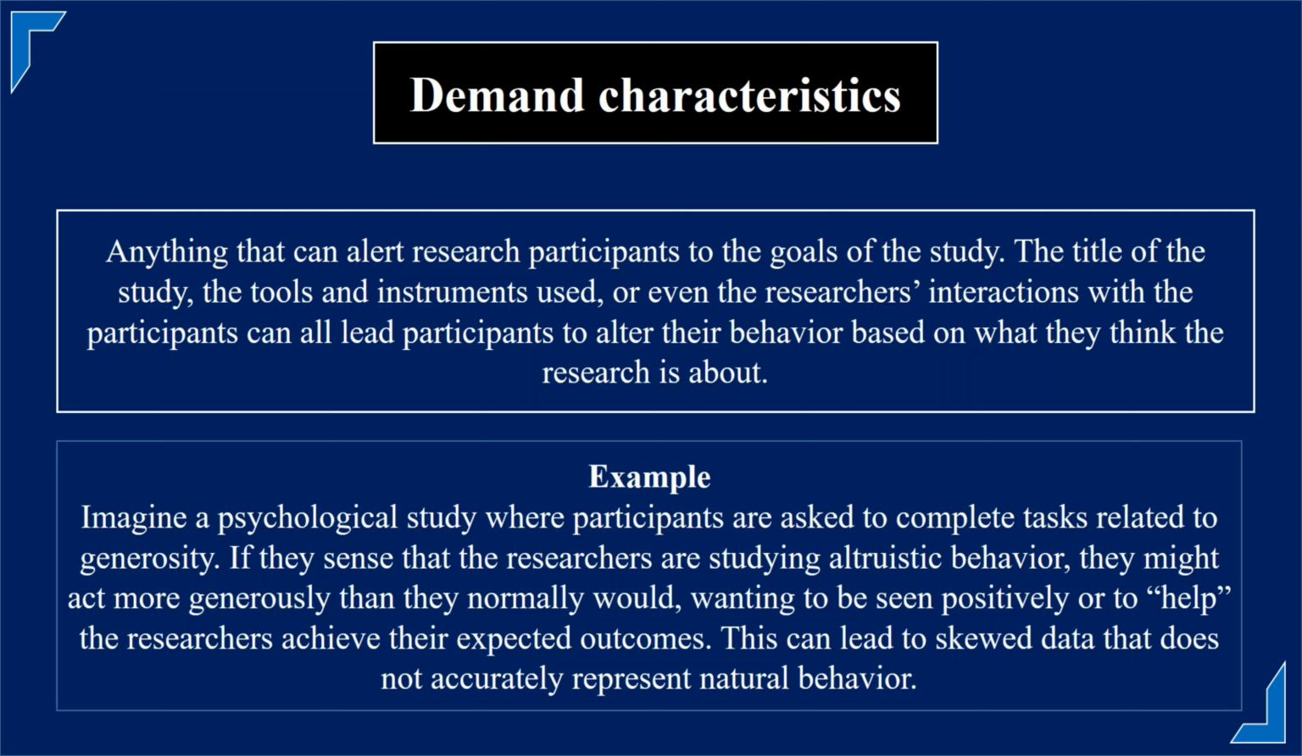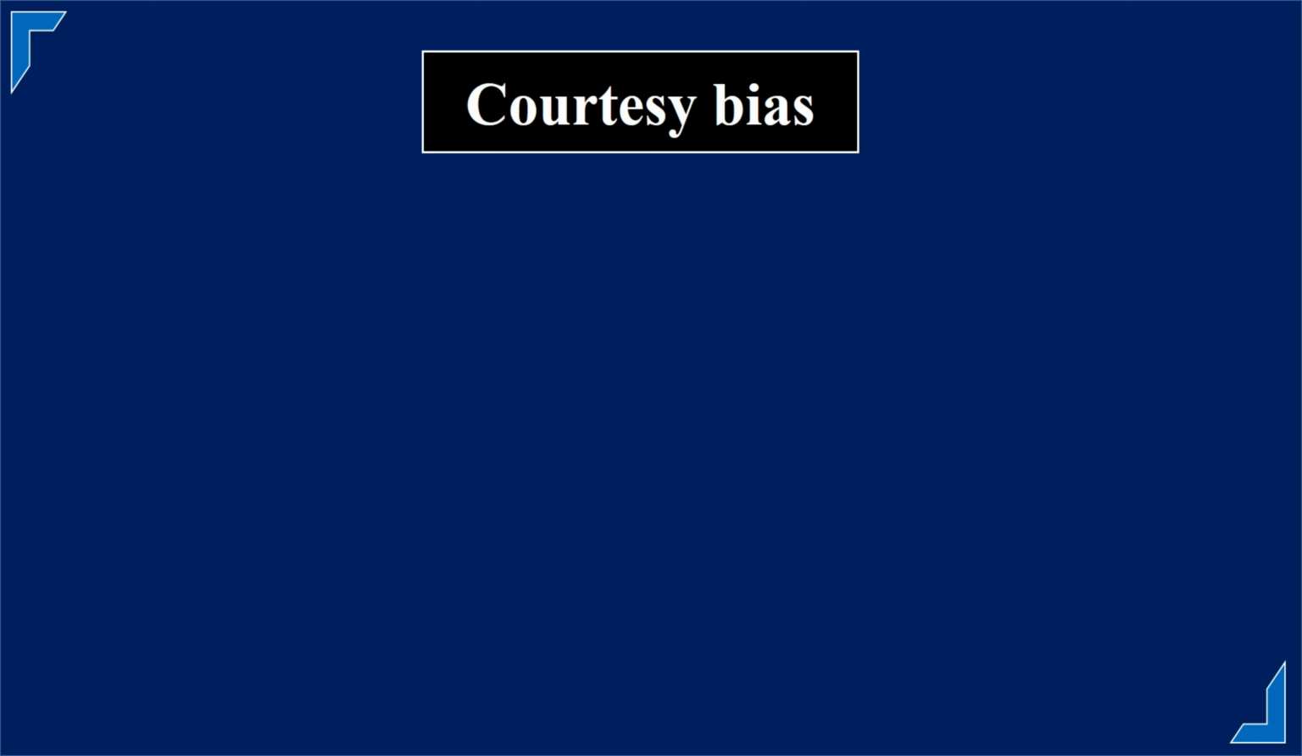Example: imagine a psychological study where participants are asked to complete tasks related to generosity. If they sense that the researchers are studying altruistic behavior, they might act more generously than they normally would, wanting to be seen positively or to help the researchers achieve their expected outcomes. This can lead to skewed data that does not accurately represent natural behavior.